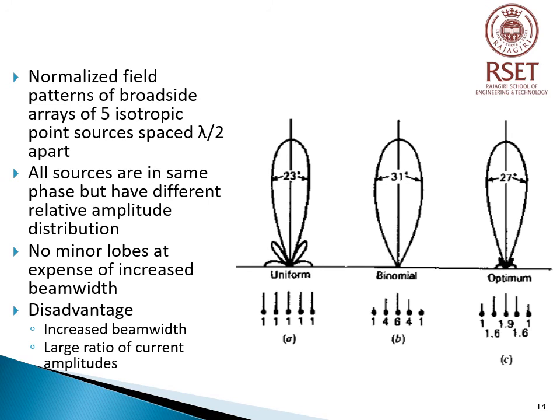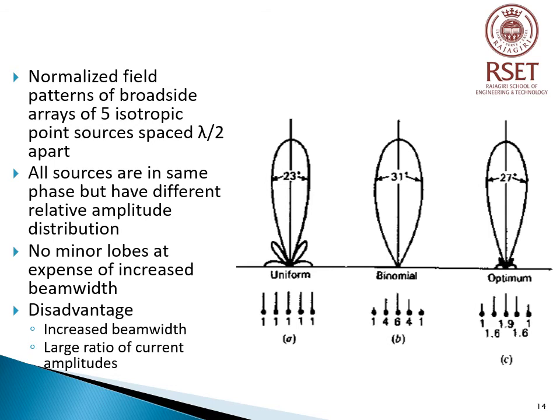So we are considering normalized field patterns of broadside arrays of 5 isotropic point sources spaced lambda by 2 apart. All sources are in the same phase but have different relative amplitude distributions. So we compare the performances of the uniform array with binomial distribution and Dolph-Chebyshev. For uniform distribution with 5 elements, the relative amplitude distribution is 1 1 1 1 1, and the beam width is approximately 23 degree.